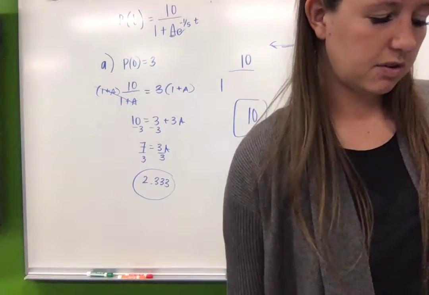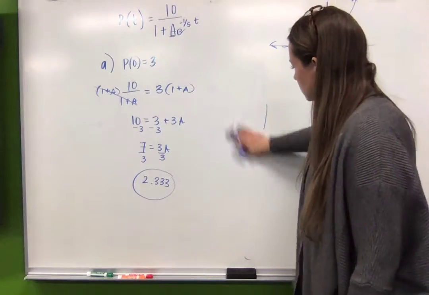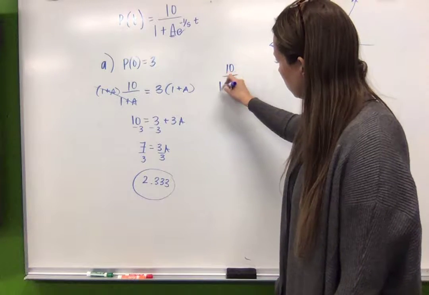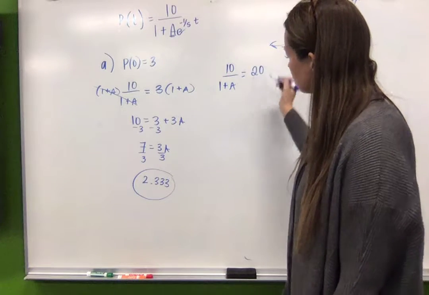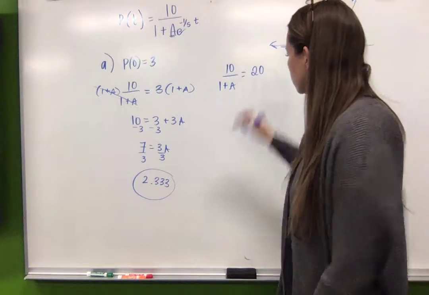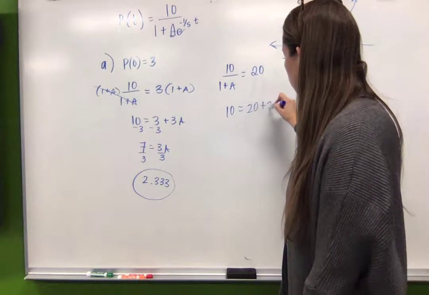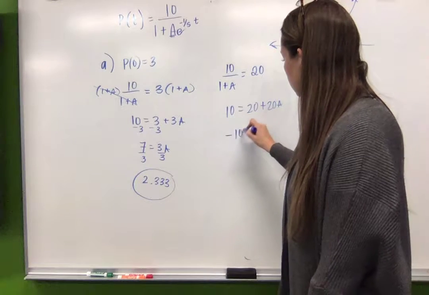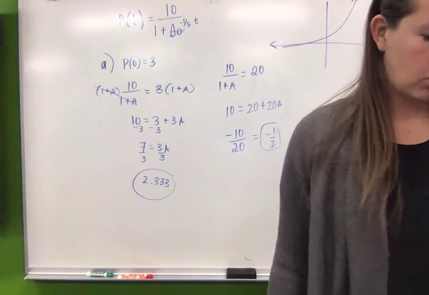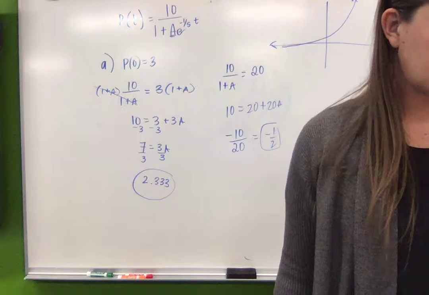B is the same thing except it gives you a different initial condition. It tells you that P of 0 equals 20. So now it's the exact same thing that we just did except set it equal to 20. So 10 over 1 plus a equals 20 now. Hang on. Oh yeah, that's true because it's still P of 0. So solve for this, multiply by 1 plus a, so you get 10 equals 20 plus 20a, minus 20, negative 10 divided by 20. So this time you get negative 1/2. Right? So plug that in.